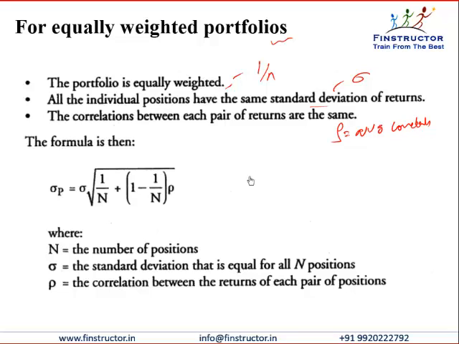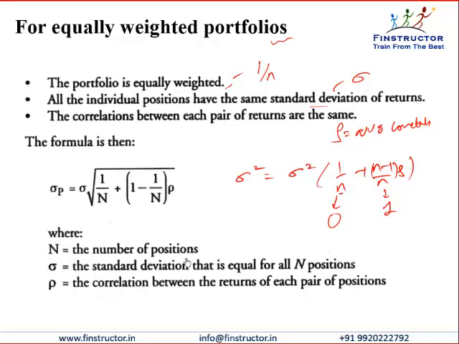This is also called the average correlation. Then the variance of the portfolio can be given as the variance of the individual assets into 1/n plus (n minus 1)/n into rho. And then we proved that as n becomes large, this term will tend to 0 and this term will tend to 1, or the variance of the portfolio will be more or less the same as the average covariance of the assets.